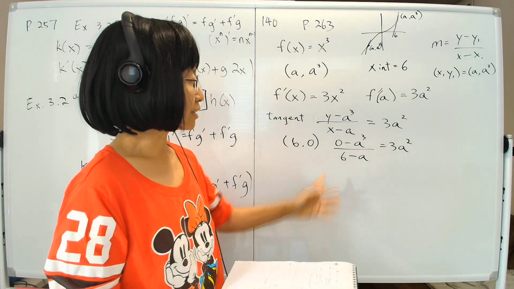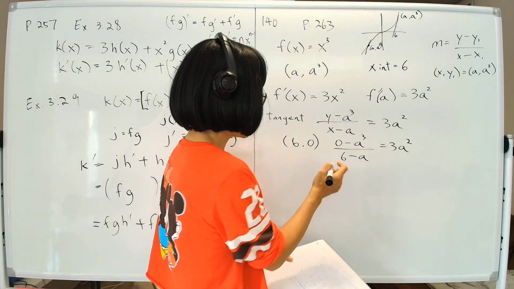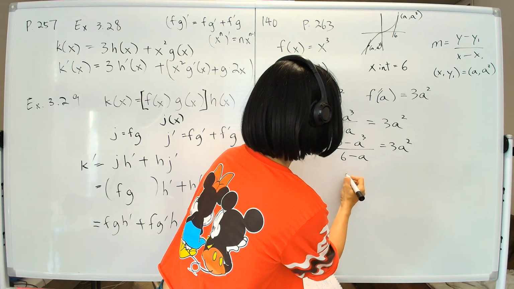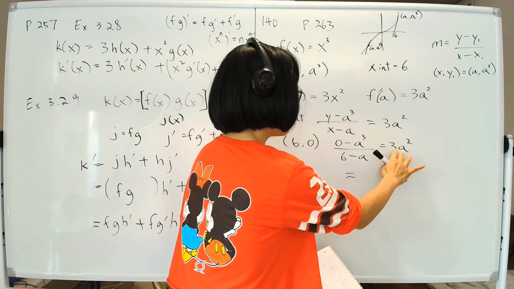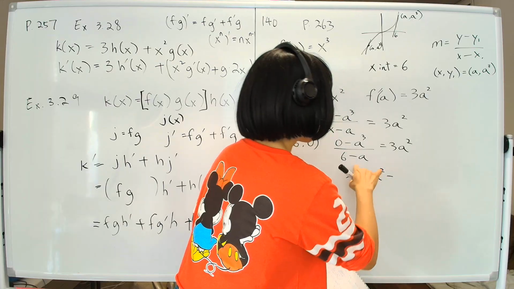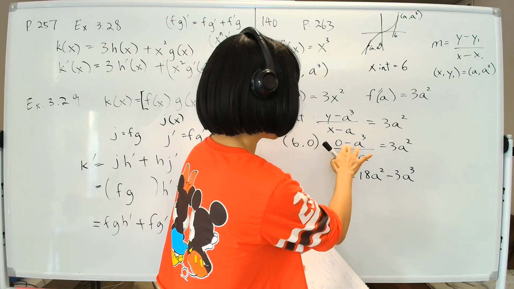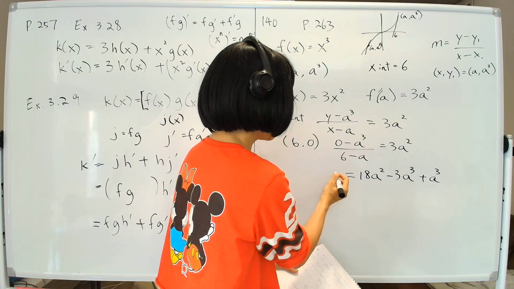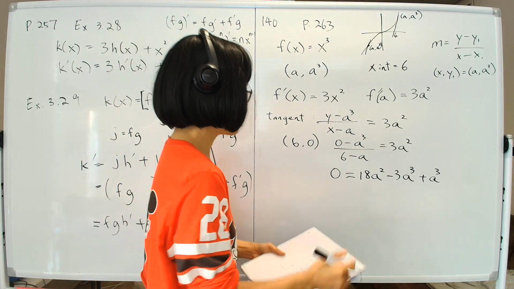So now we are going to be stuck in algebra. Let's solve that equation, and there's no getting around it except to work on this thing. Multiply the bottom over here. 3 times 6 is 18a squared, minus 3a cubed, and then the last one becomes plus a cubed. I move this to the other side, and this becomes 0.